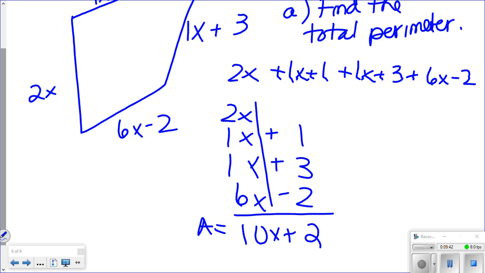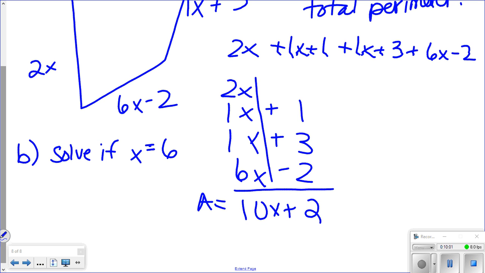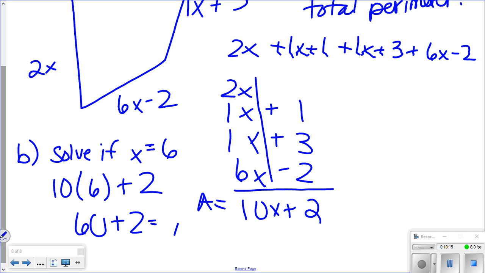All right, then they're going to give you a letter B, most likely. And they're going to say, solve if x equals 6. So now what they want you to do is take your expression, and what do they want you to put in for x? 6, and they want you to solve it. Well, this would be 60 plus 2. The whole perimeter, if x is 6, would be 62.